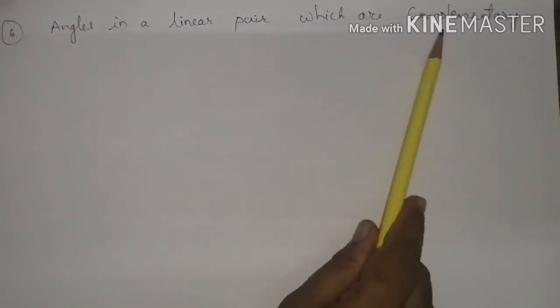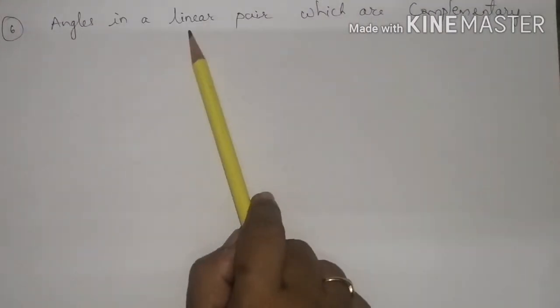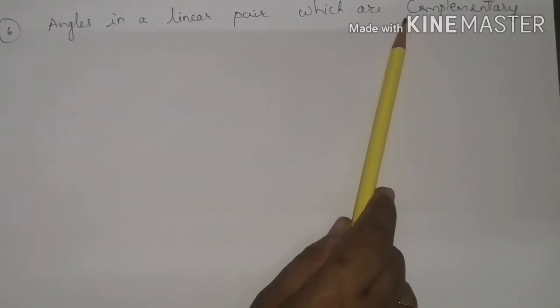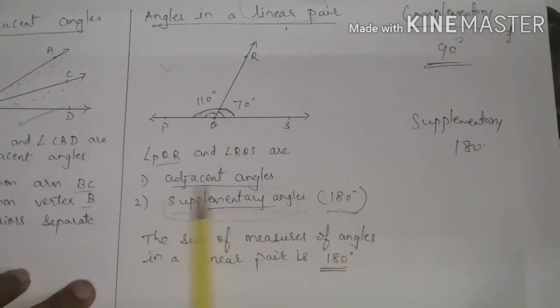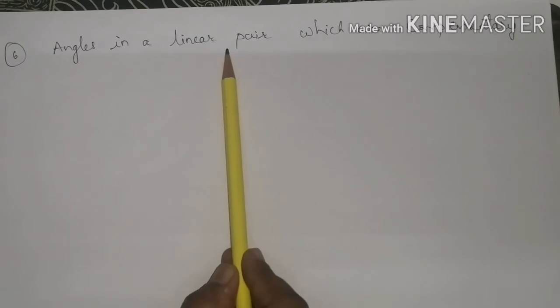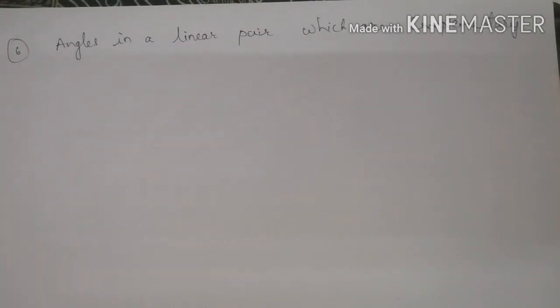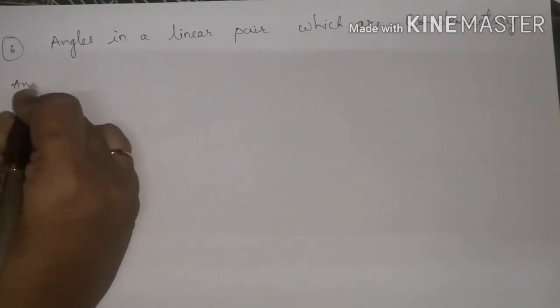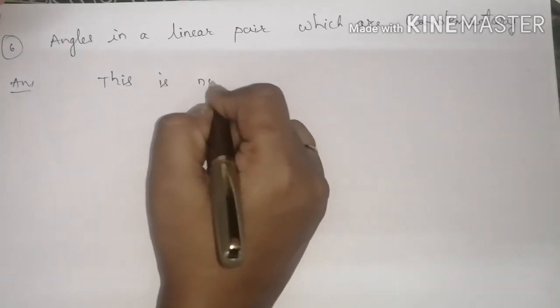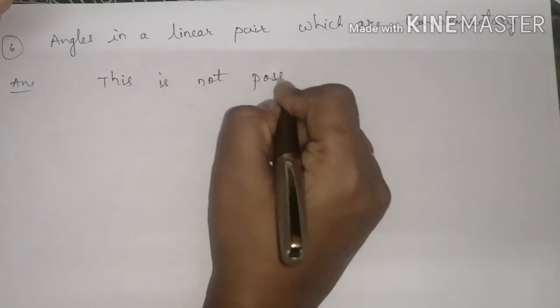Angles in a linear pair which are complementary. Children, we have to draw angles in a linear pair which are complementary, but we learned the property that angles in a linear pair are always supplementary. Their total is 180 degree. So we cannot draw such angles in a linear pair which are complementary. So again we have to write the answer. This is not possible.